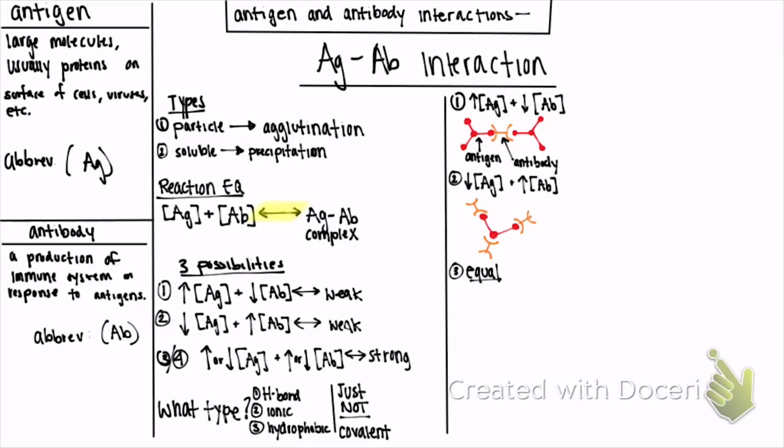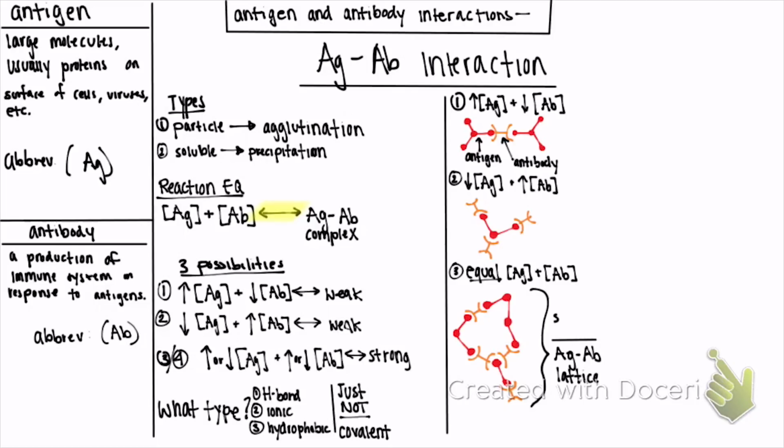The third and fourth one is an equal interaction between antigen and antibodies. So if you have a high concentration of antigens and a high concentration of antibodies, antigens are drawn in as red, and the antibodies are drawn in as the orange connectors still. Now what results is a strong interaction that's preferred, and this is called an antigen-antibody lattice. That's because they're all connected together and it forms a strong preferred bond.